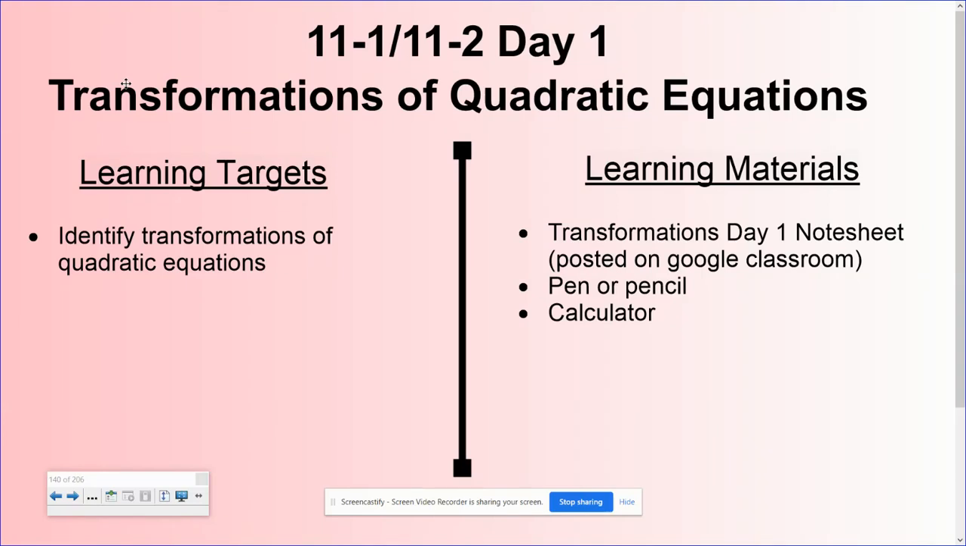All right, so today we're going to be discussing 11.1 and 11.2, where we're going to talk about transformations of a quadratic equation. So this is just day one of this lesson. We're going to do this in two parts. So make sure you have the day one note sheet from Google Classroom and something to write with.